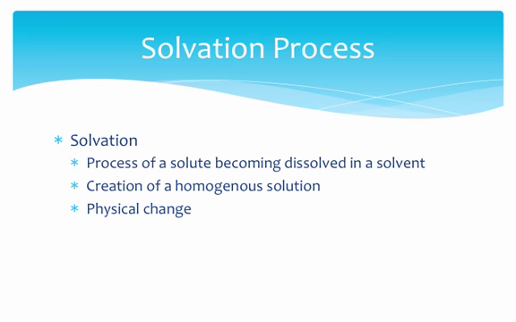Okay, so let's start by talking about the solvation process itself. Well, solvation is the process of a solute becoming dissolved into a solvent. And this is the creation of a homogeneous solution. We have two different items that are coming together to make one singular item, which is the solution itself. It's important to remind you that the process of dissolving something is a physical change. A lot of the stuff we're about to see is going to look very chemical, but it's still a physical change. The actual chemicals themselves are not being altered.